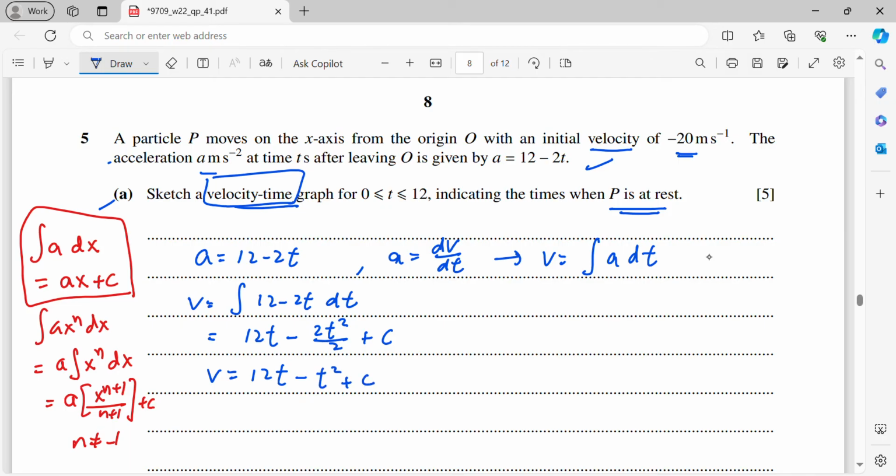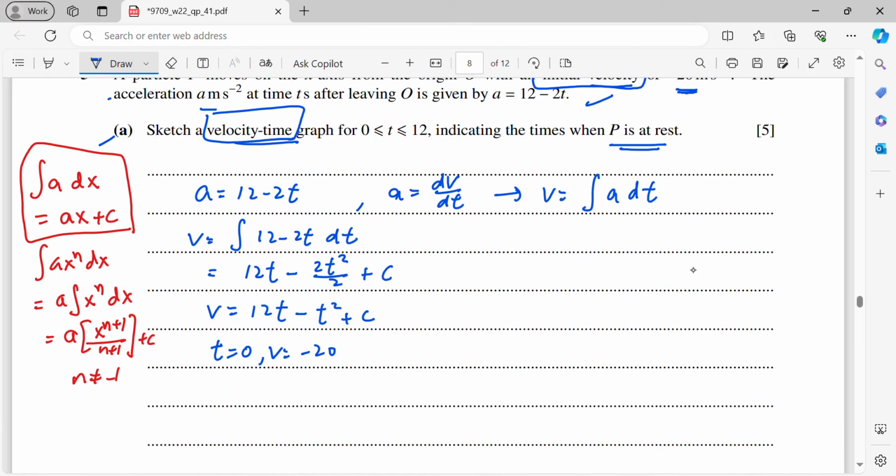But then it's mentioned that the initial velocity is -20. That means when t equals 0, your v is -20. This is for you to calculate the c. I will just directly replace: -20 equals 12 times 0 minus 0 plus c. Therefore your c is -20. So now my v is going to be 12t minus t squared minus 20.